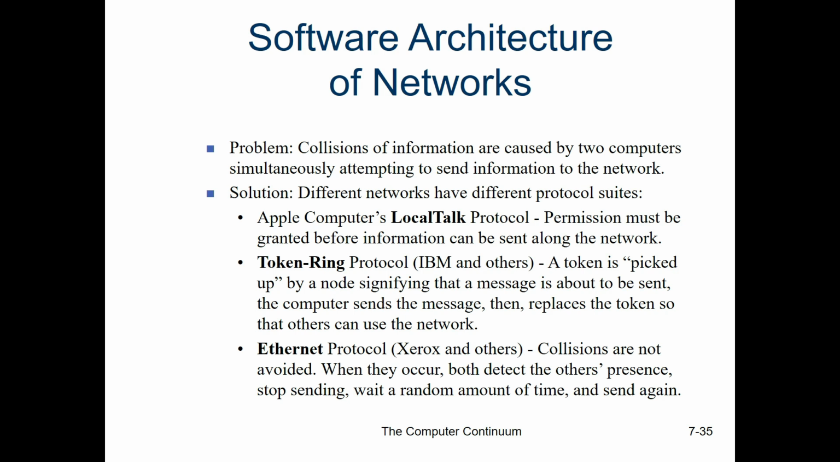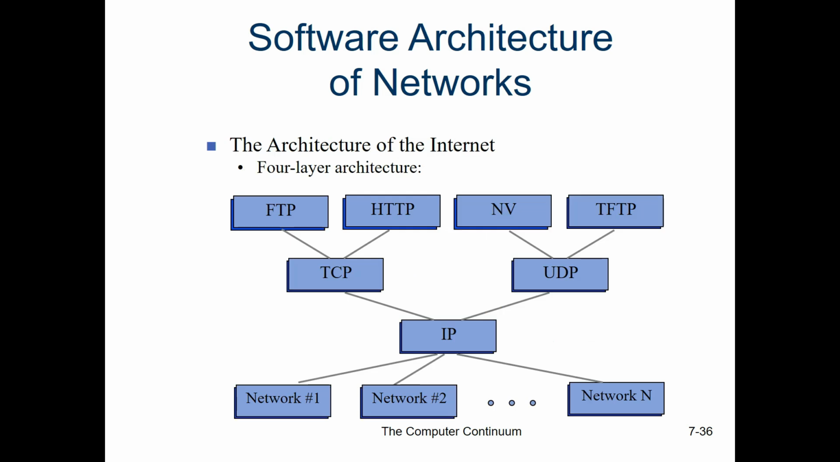Then we have the token ring protocol for early IBM use. A token is picked up by a node, signifying that a message is about to be sent, and the computer sends the message and returns the token so that it can be used in the network. Then we have Ethernet, from Xerox. I think it's a little bit outdated. Collisions are not avoided when they occur, but both devices detect the other's presence, stop sending, wait a random amount of time, and send again. So these are different protocols used to avoid collision of information between two devices.